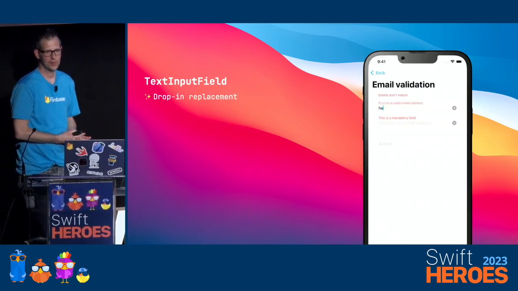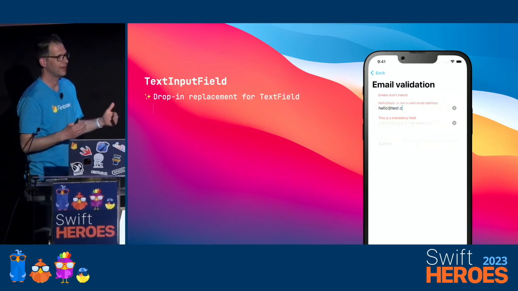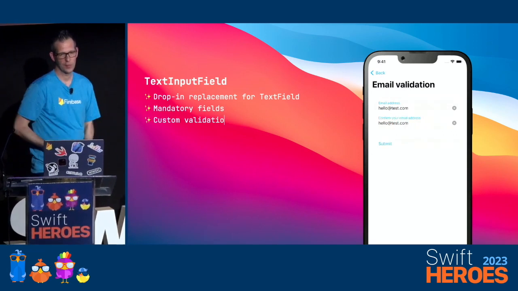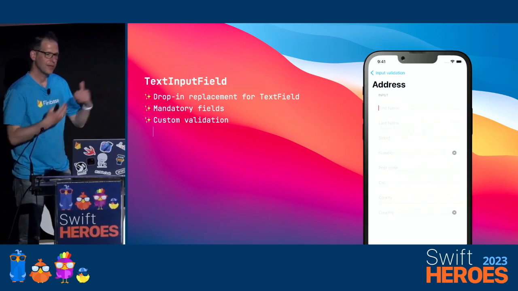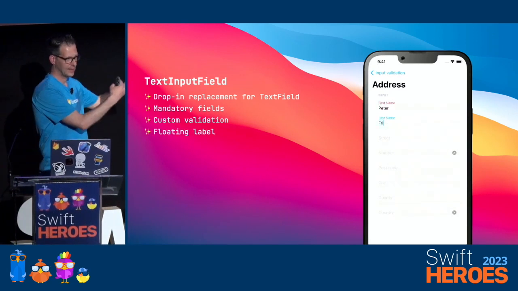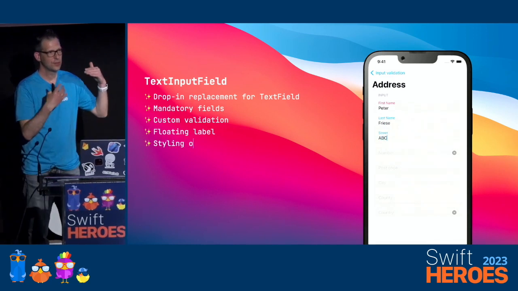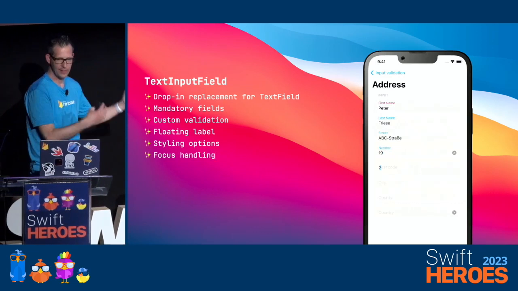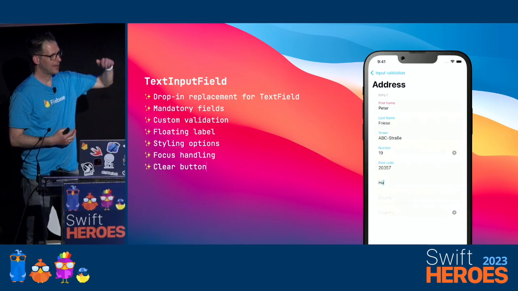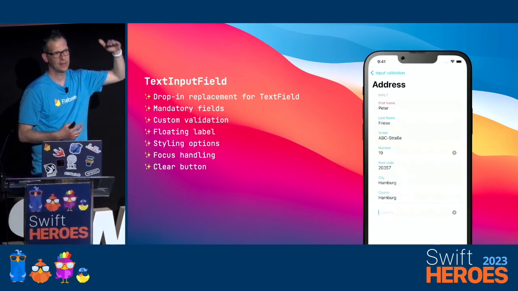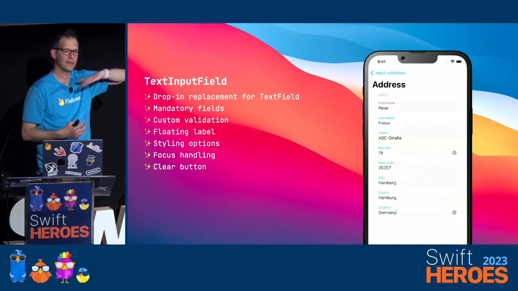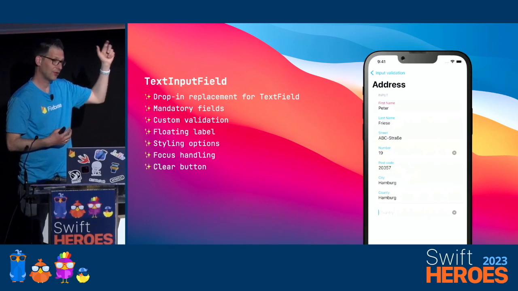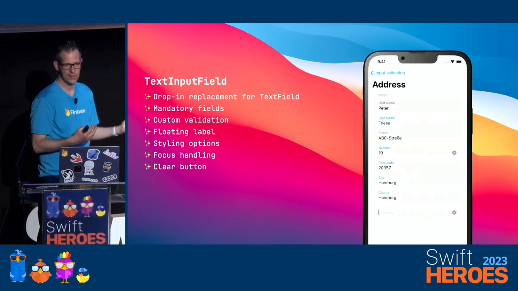Here is how it looks. I want this to be a drop-in replacement for TextField. So wherever I use TextField, I want to be able to use my custom component. And I want to be able to support mandatory fields, so I can say this is a field that a user needs to fill out. I want to be able to do custom validation for things like validating that this is a proper address or an email address or whatever. I want to have this floating label, so whenever the user starts typing, the hint from within the input field floats up and becomes a label so that they can still see what they are supposed to enter in this text field.